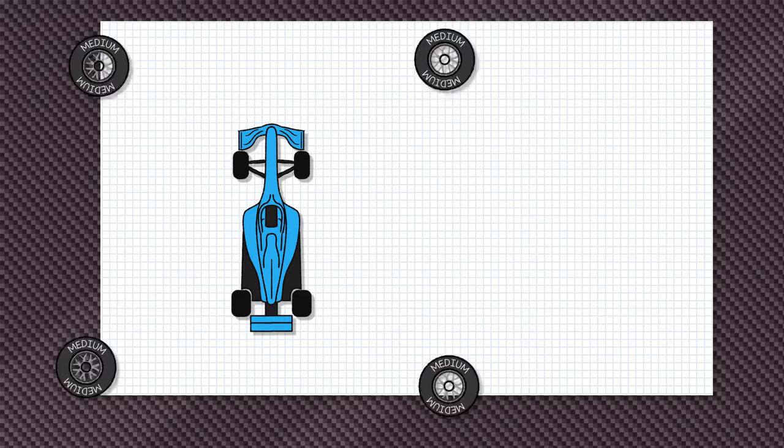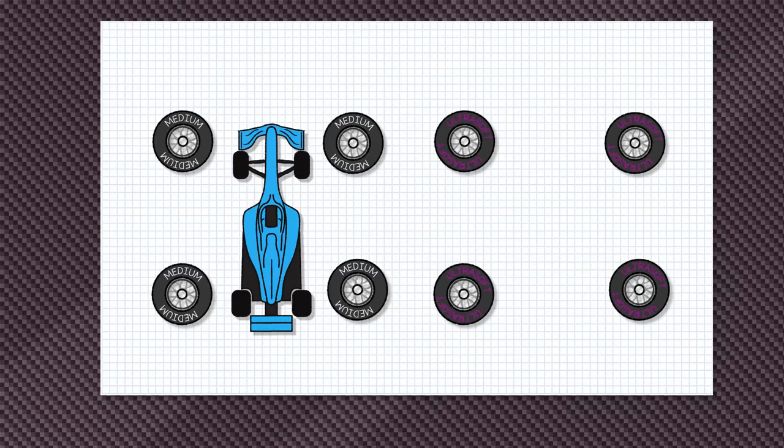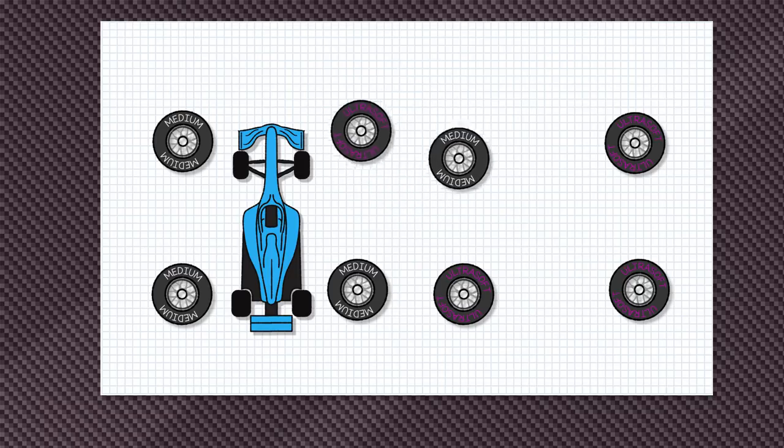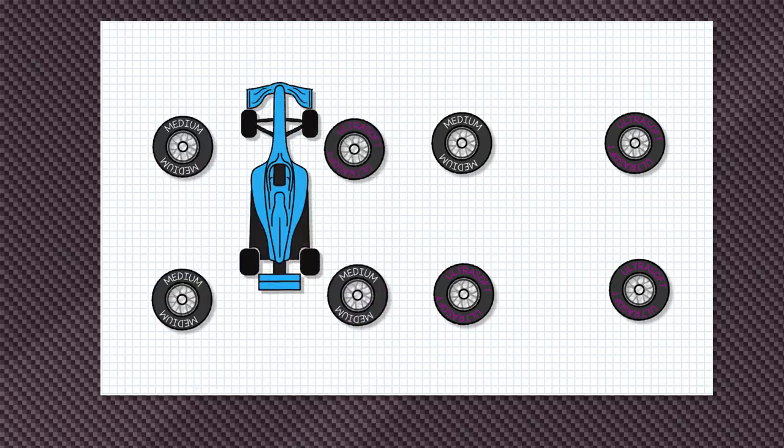And one final thing to mention, tyres always come in a set of four. You cannot mix up the sets, even if they're the same compound. If you do accidentally fit a mixed set, you must come back into the pits within three laps to put a proper set back on.